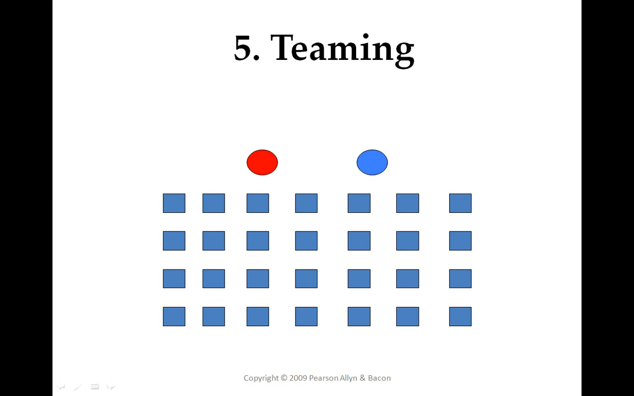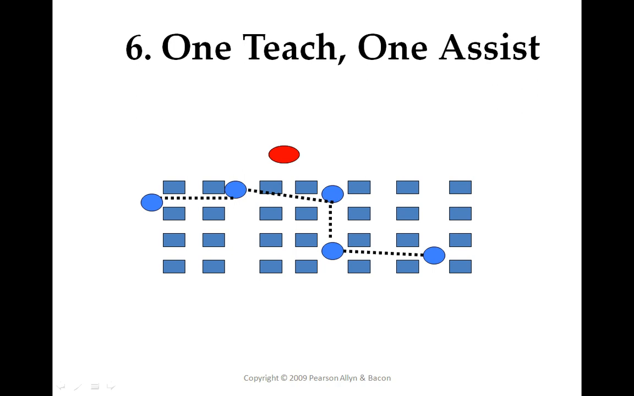Again, this is where you're both up in front of the classroom or walking around the classroom together. You're both providing direct instruction. So that could work very, very well. And the last model is the one teach, one assist. Take a look at this one.